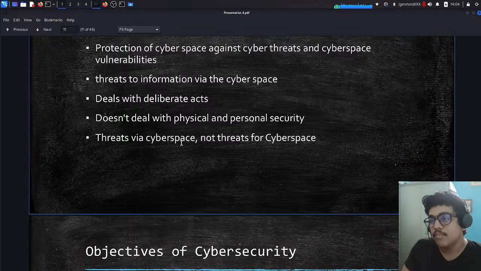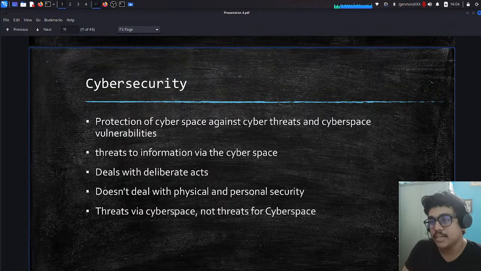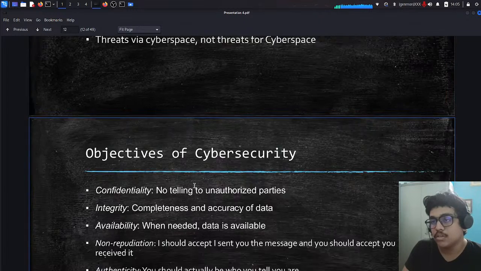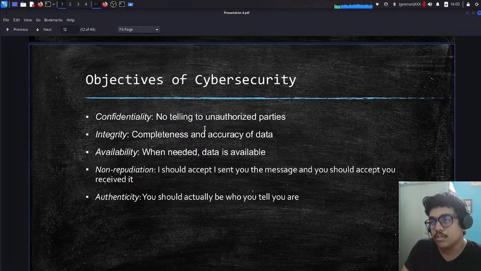So what are the threats via cyberspace? It deals with the threats via cyberspace, not threats for cyberspace. The threats that are performed on cyberspace are not dealt with by cybersecurity, but threats that are performed from cyberspace, that are performed from the internet, are dealt with by cybersecurity. Let's move to another topic.